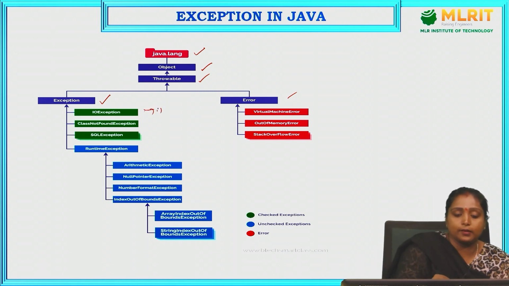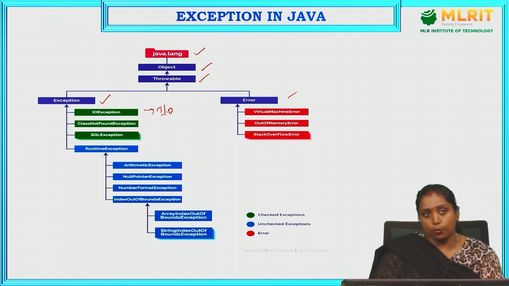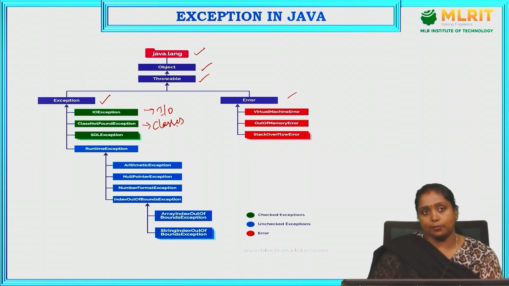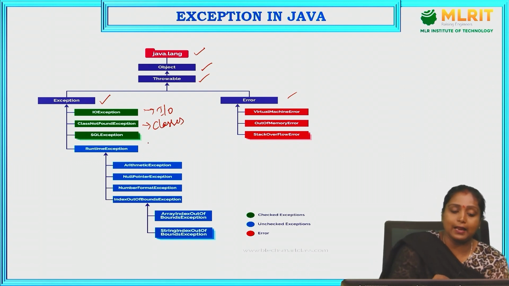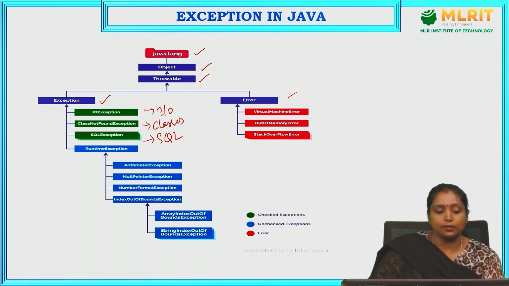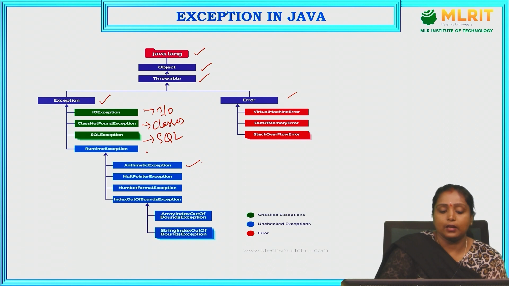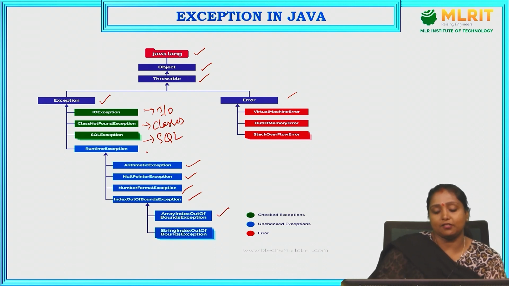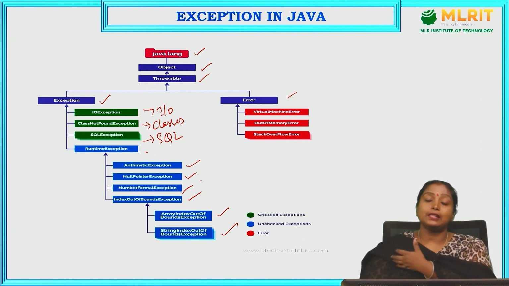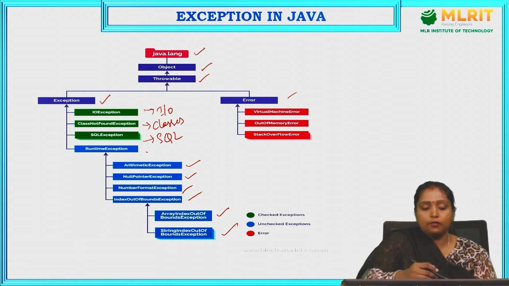First one is IOException, which goes with input output streams. ClassNotFoundException handles any class-related exceptions when classes are not found. SQLException handles any SQL related queries, and then RuntimeException. There are n number of runtime exceptions: ArithmeticException, NullPointerException, NumberFormatException, IndexOutOfBoundsException, ArrayIndexOutOfBoundsException, StringIndexOutOfBoundsException. These are a list of exceptions; there are many more which are not listed here.